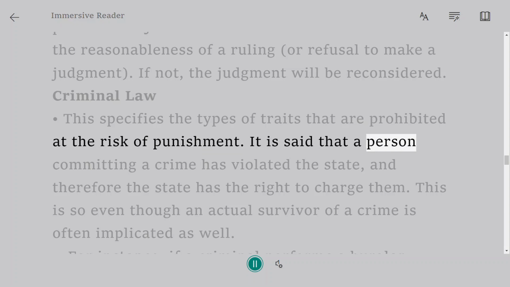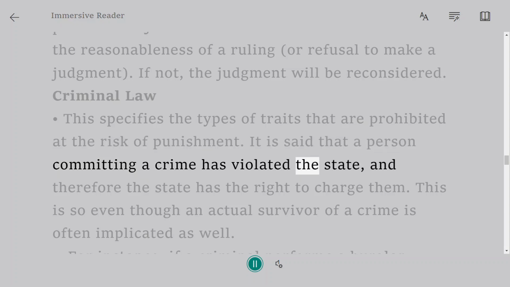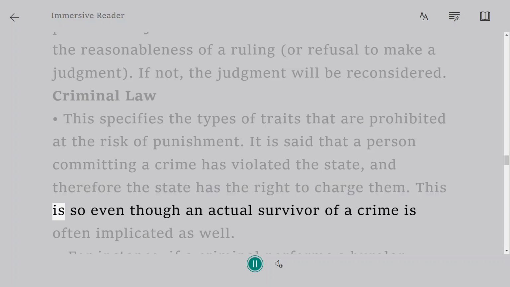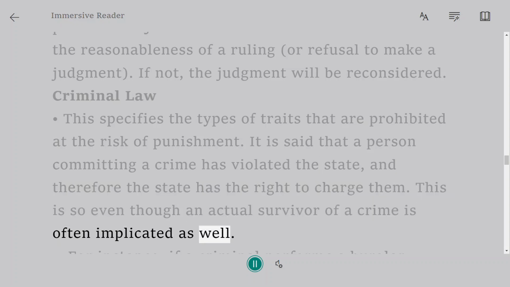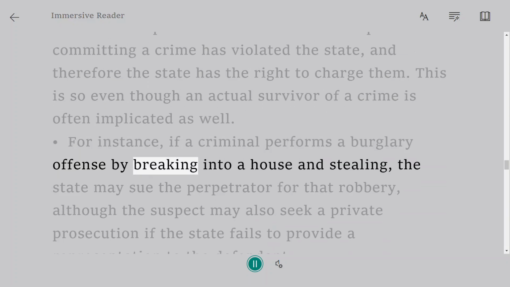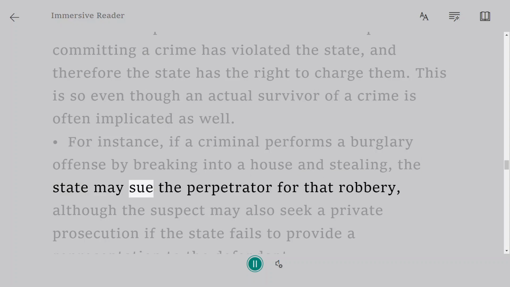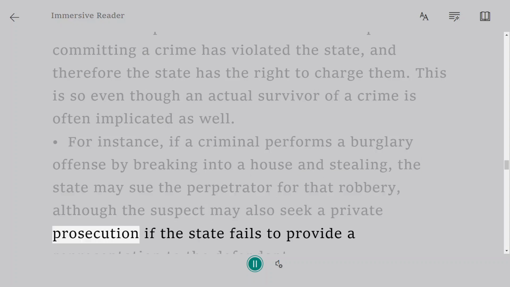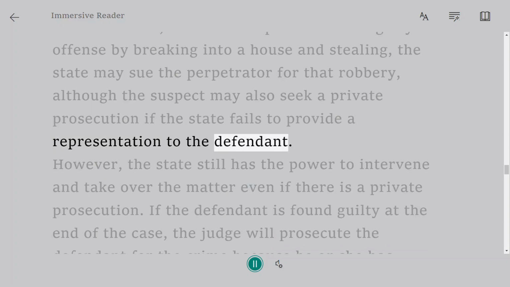It is said that a person committing a crime has violated the state, and therefore the state has the right to charge them. This is so even though an actual survivor of a crime is often implicated as well. For instance, if a criminal performs a burglary offense by breaking into a house and stealing, the state may sue the perpetrator for that robbery, although the suspect may also seek a private prosecution if the state fails to provide a representation to the defendant.